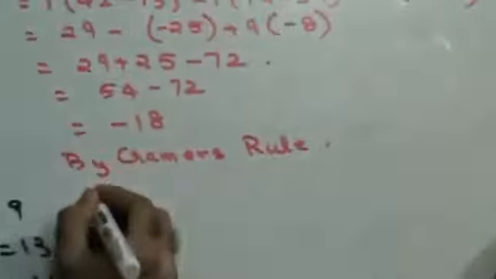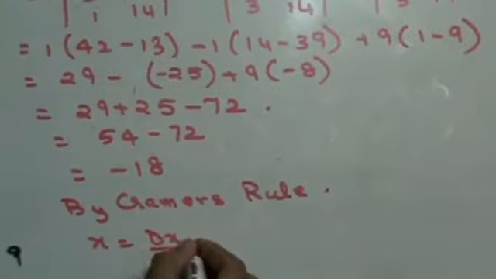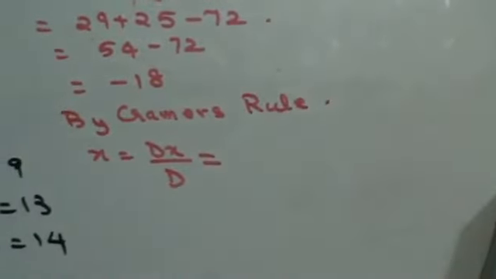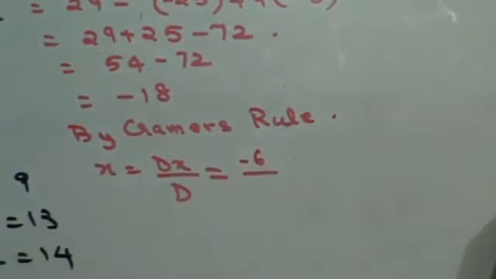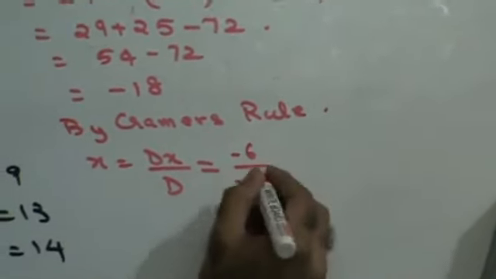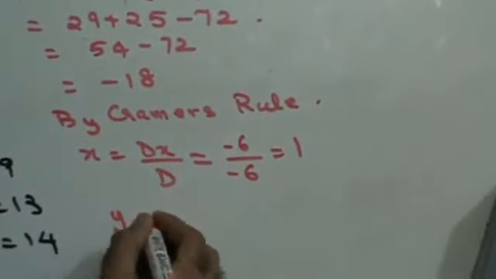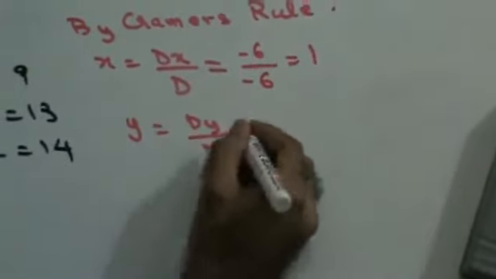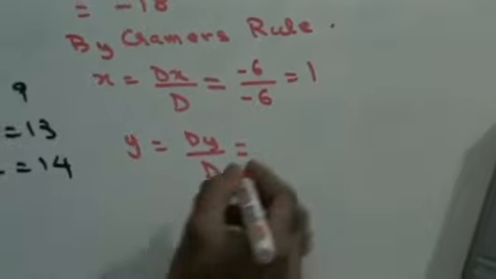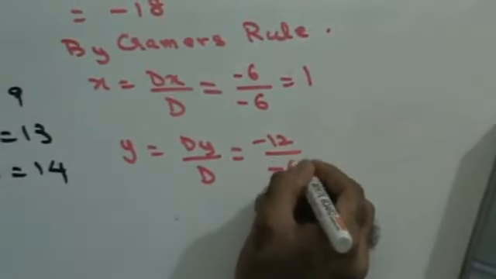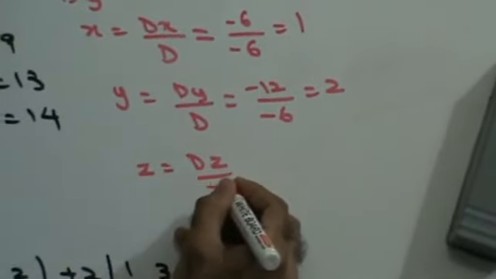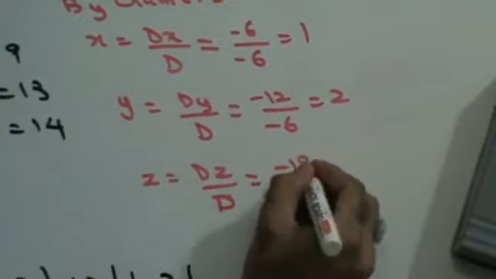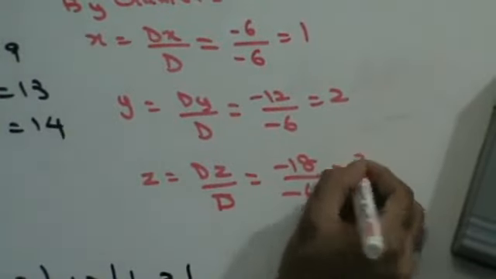If I apply Cramer's rule, I can say x is equal to dx upon d. Dx you found out was minus 6 upon d you found out is again minus 6. So 1, y is dy upon d. dy you found out as minus 12 upon minus 6, that's 2. And z is dz upon d. dz you found out as minus 18 upon minus 6, that's going to be 3.